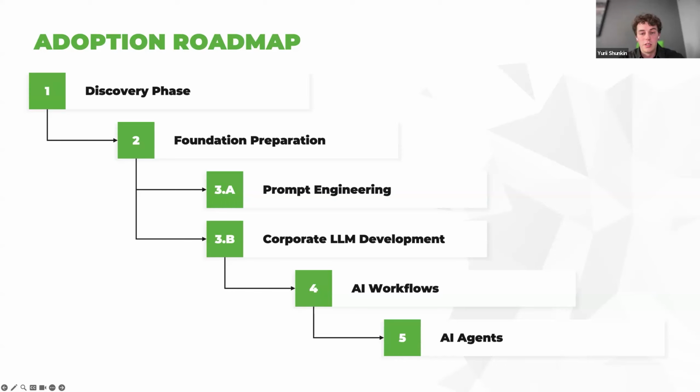Or you can build a robust corporate LLM for internal knowledge management. Depends on what is more suitable for your case. Then add AI workflows on top of that for structured tasks and highly accurate results. And finally, implement the AI agents to handle more complex scenarios. Each of these stages is usually an evolution of the previous one. That ensures stability, scalability, and security through the whole process.